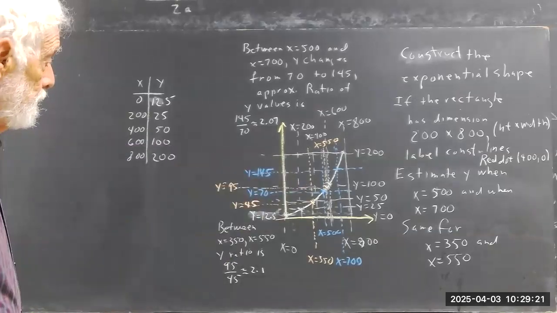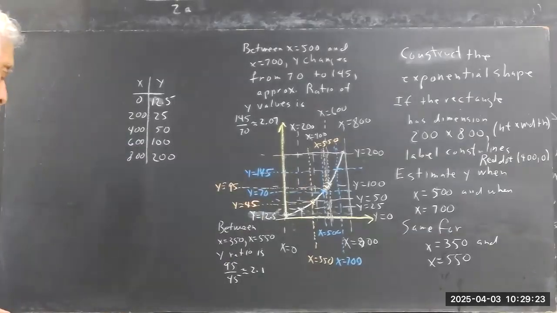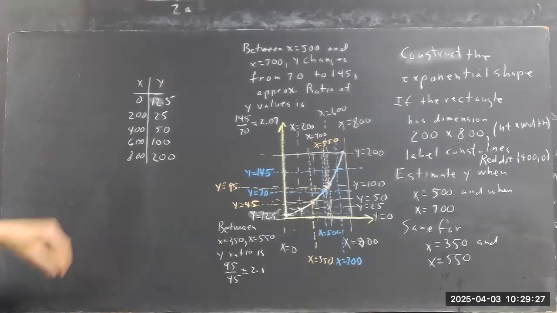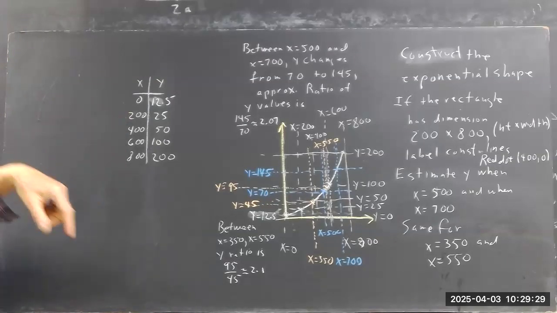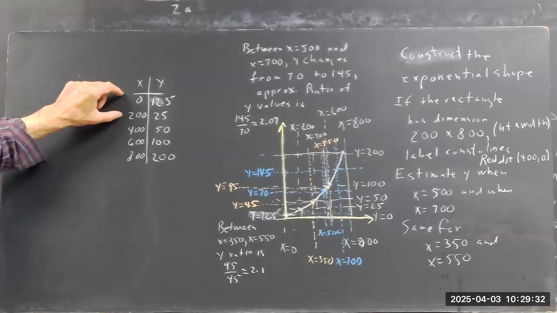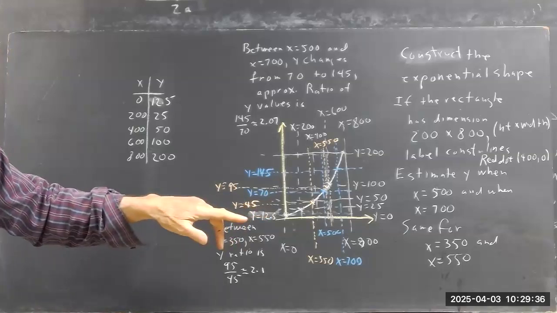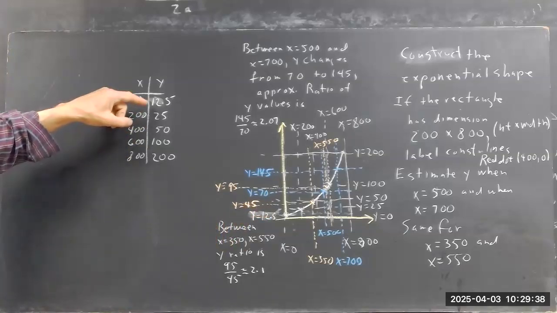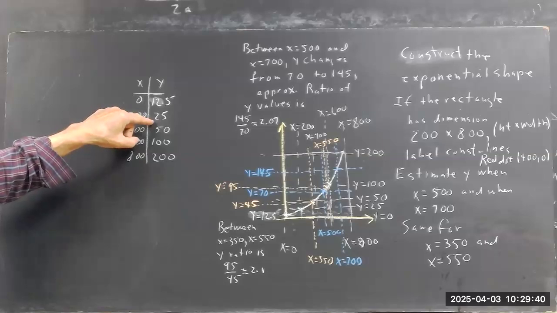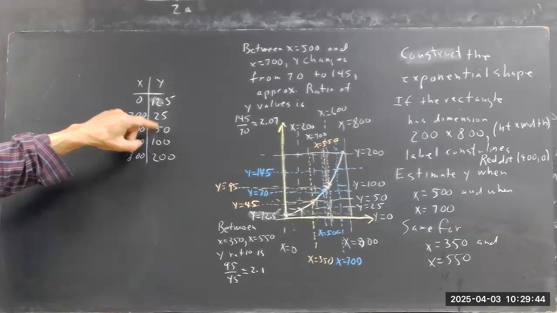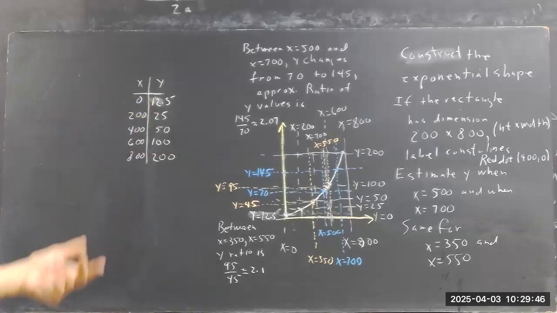So there we have a table. Now what I'm observing is, look at what happens every time we move 200 units in this table. If we go from 0 to 200, that's the same as moving 200 units in the x direction. What happens to y? It goes from 12.5 to 25. Well, 2 times 12.5 is 25, or 25 divided by 12.5 is 2.